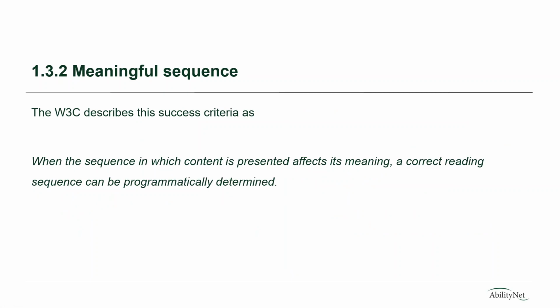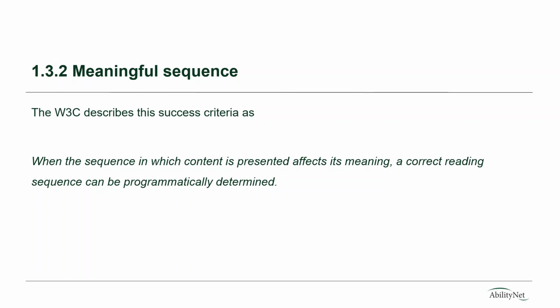Okay, so that is really the key structural items that I wanted to discuss: headings, lists, and tables, and that will cover the majority of structural issues that you will be able to identify on a website. The second item I wanted to talk about is meaningful sequence. The W3C describes this as: when the sequence in which content is presented affects its meaning, a correct reading sequence can be programmatically determined. So it's a very similar description to information and relationships, and structure.